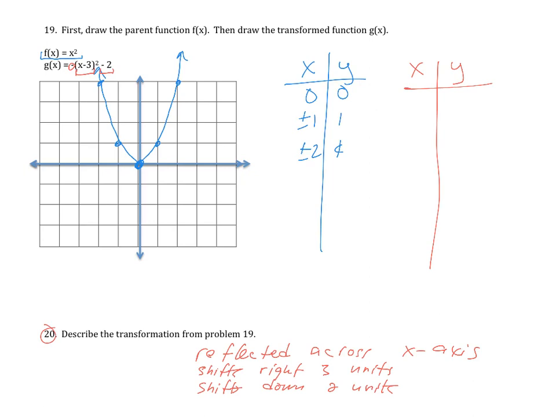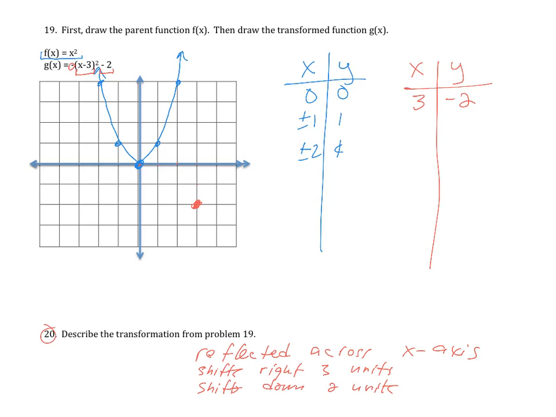Okay, so first I'm going to look at this. So if it's reflected across the x-axis, that means the y values would become negative. So our first one is 0. Negative 0 is still 0. Okay, but then it's going to move 3 units to the right and 2 units down. So we're going 3 units to the right, there's x, and 2 down. 1, 2, 3, 1, 2. So this is our vertex. 0, 0 is moving 3 to the right and 2 down.